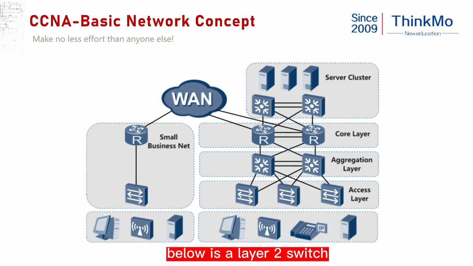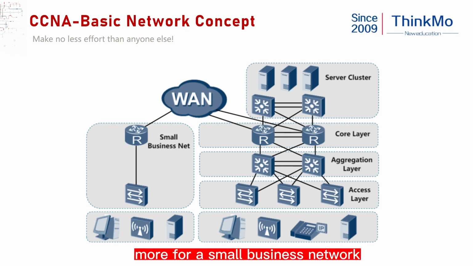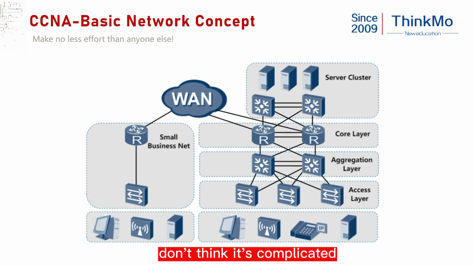Below is a layer 2 switch. It is good for us. First, let me tell you, we are actually teaching more for a small business network. So for this architecture, don't think it's complicated, because it's learning slowly. It is not something you must be required to master at this stage.